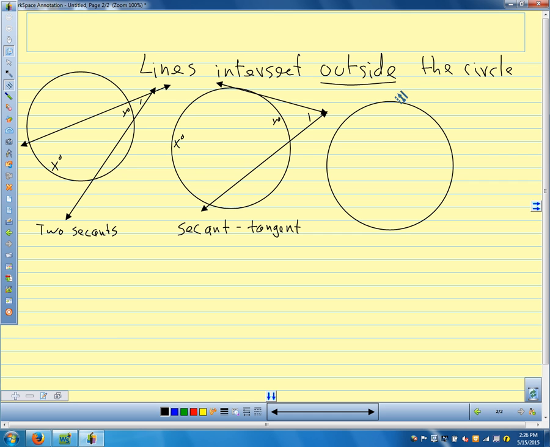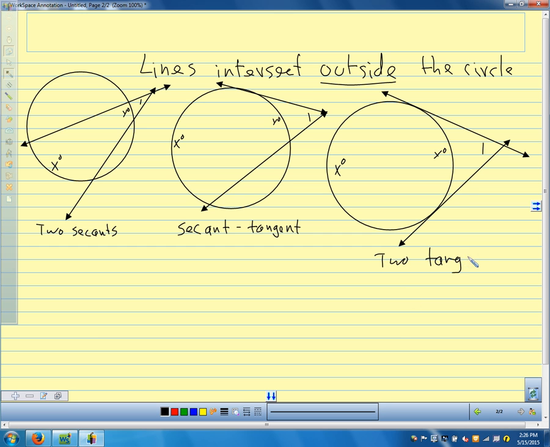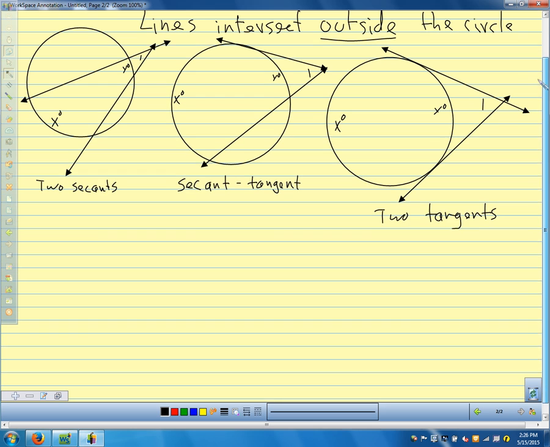So that would be something like this and something like this. And we're going to call this angle 1, and this y degrees, and this x degrees. And what we're interested in is how the angle and the arcs are related. Well, all of these where the lines intersect outside the circle have the same rule.